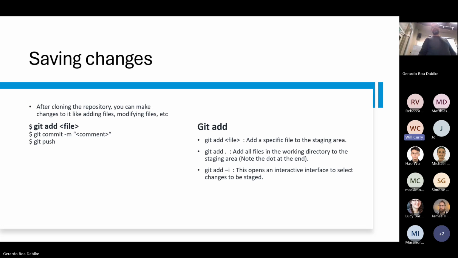There are different parameters or ways to call git add: with the name of the file, with a dot, or with -i, which opens up a list. I can see some people nodding, yes. This is when you're working in the terminal.